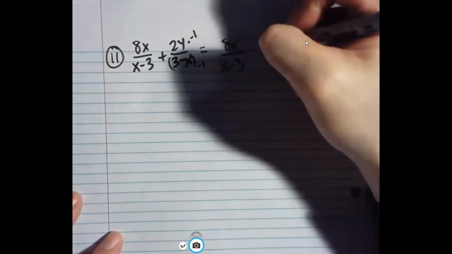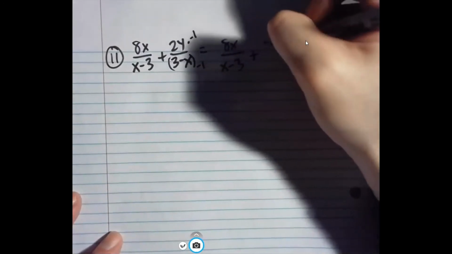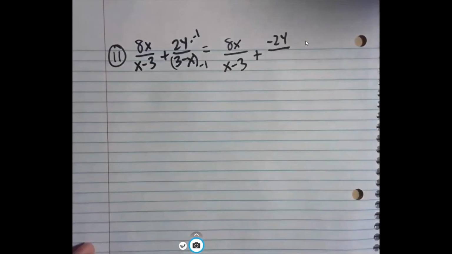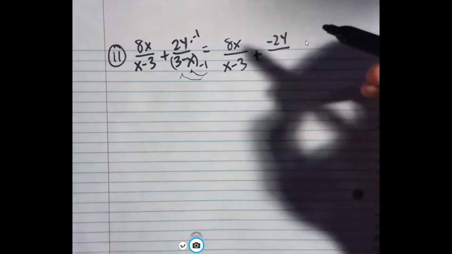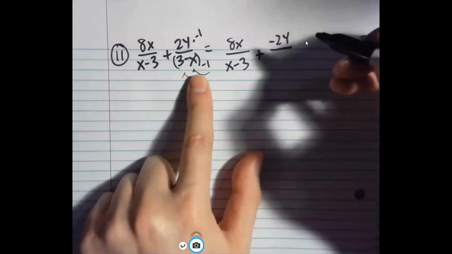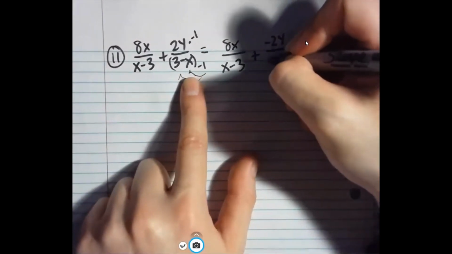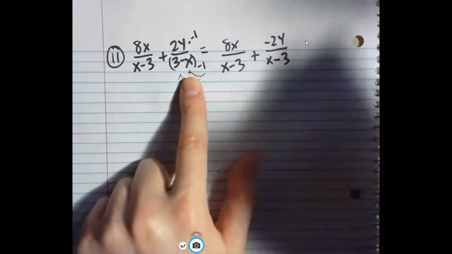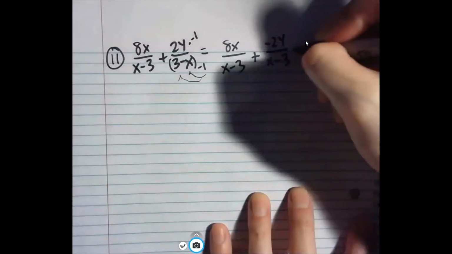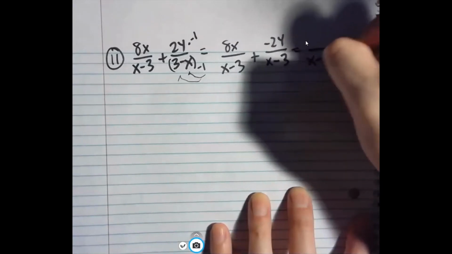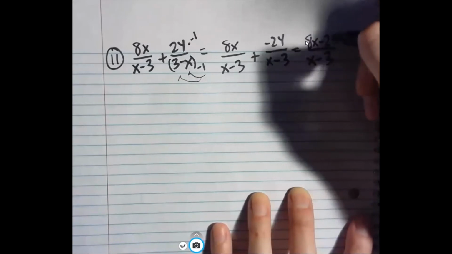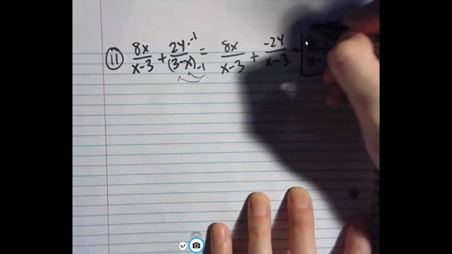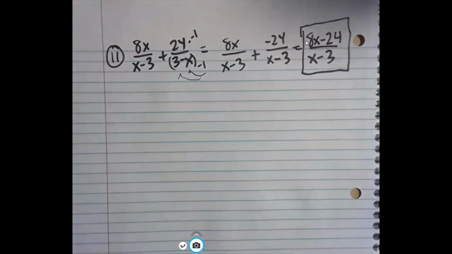So this is going to turn into a -24 up there in the numerator. And when we distribute this -1 here, this is going to be -3 plus x, and -3 plus x is the same thing as x minus 3. And now we have that same denominator. 8x plus -24. We don't need to say plus a negative. We can just say 8x minus 24. And our final answer is 8x minus 24 all over x minus 3.